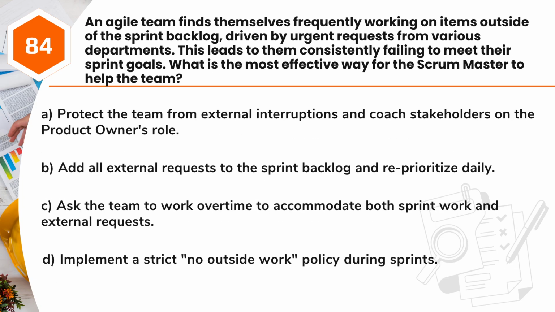Question 84. An Agile team finds themselves frequently working on items outside of the sprint backlog, driven by urgent requests from various departments. This leads to them consistently failing to meet their sprint goals. What is the most effective way for the Scrum Master to help the team?